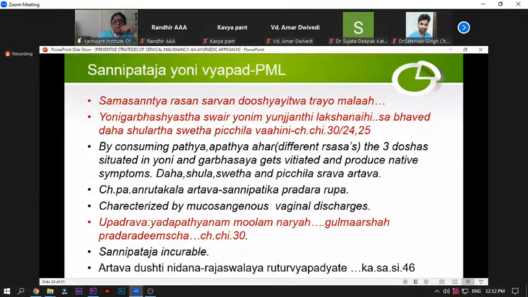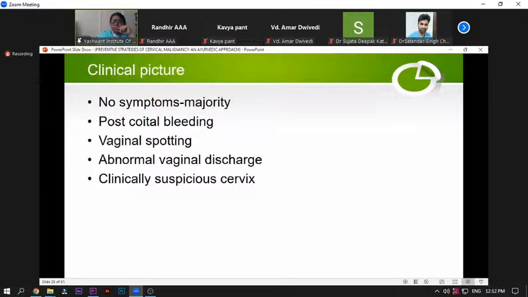And Sannipataja is considered as incurable. So if proper approach is not given to this condition, it can progress to the incurable condition of CA cervix. And also Kashyapa has clearly mentioned the Artava Nidana. The reason is Rajasvala Rutur Vyapadyate, that is during the Rajasvala period or in the Rutukala period, if abnormal dietetics and mode of life is maintained.